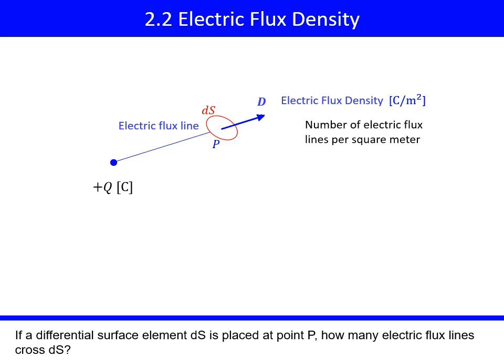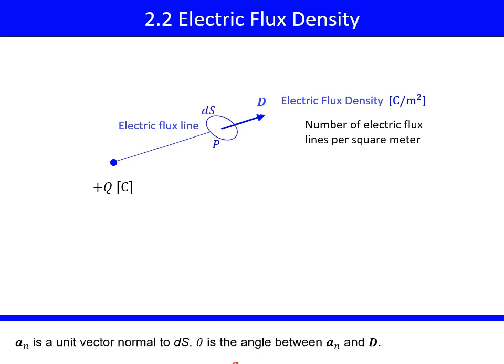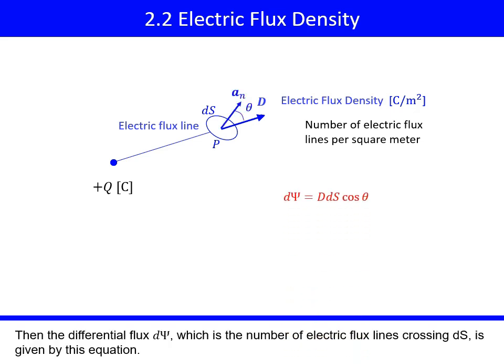If a differential surface element ds is placed at point P, how many electric flux lines cross ds? an is a unit vector normal to ds. Theta is the angle between an and D. Then the differential flux d psi, which is the number of electric flux lines crossing ds, is given by this equation.